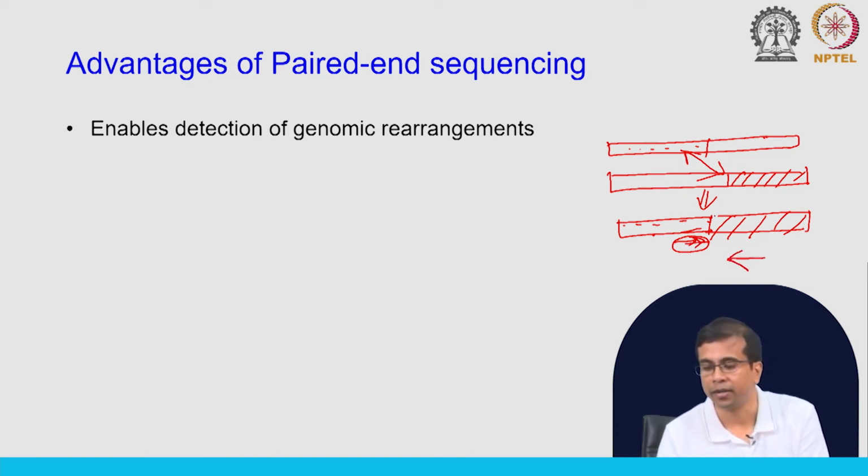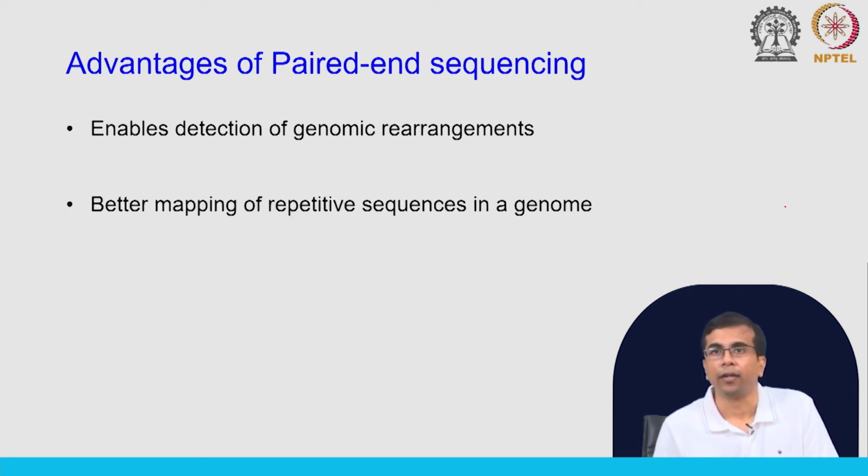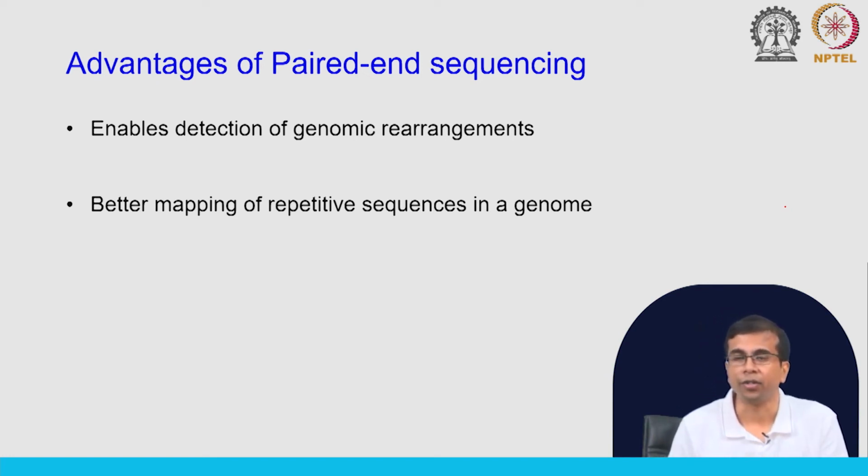So, one part is coming from this fragment or this chromosome, and this part is coming from this fragment or this chromosome, right. So, this paired end sequencing will help us in detection of genomic rearrangements. We will see this in much more detail when we actually analyze these variants, and how we actually detect these variations. Okay. We can also have better mapping of repetitive sequences in a genome.